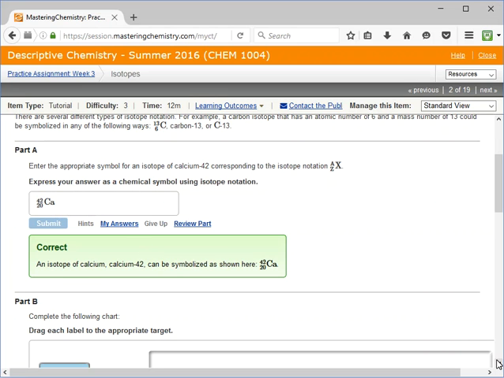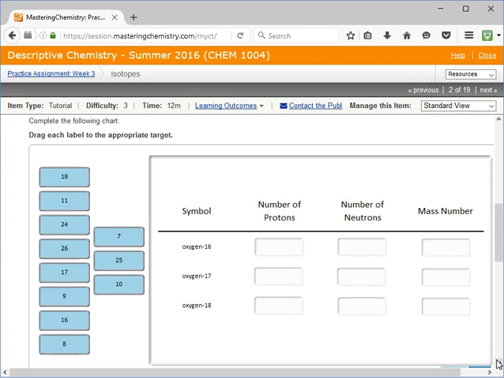Sometimes it tells me what you've gotten wrong, sometimes it doesn't. It hasn't quite done that yet. In here, it tells us we want to complete the following chart. So if we have oxygen 16, how many protons does it have? Well, it's oxygen. And when you see the 16, that's telling you the mass number. It doesn't tell you anything else. It tells you the mass number.